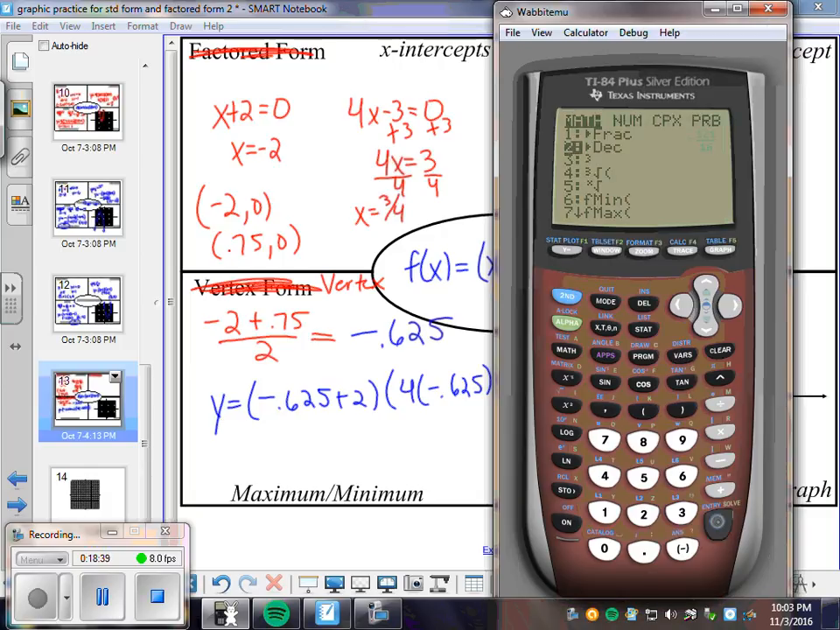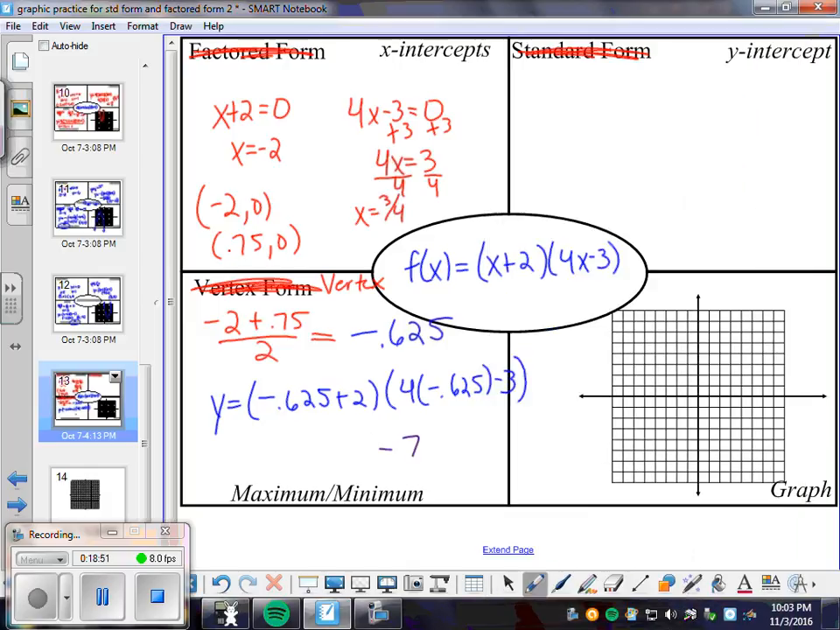Let me get my decimal. So I would round this to -7.56. So we end up with -0.625, -7.56. Okay, so we're almost at -1, and we're almost at -8.